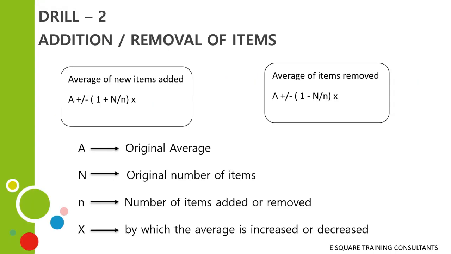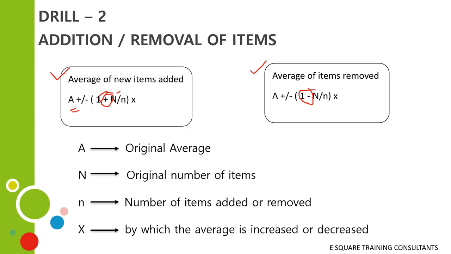So here addition and removal of items is given by these two new hints, which say when new items are being added, it is A plus or minus (1 plus n by N) into x, and when items are removed, it is A plus or minus (1 minus n by N) into x. So the only difference is this here. If the number of items is being added, it is plus, and if the number of items is being removed, it is minus. Now A is the original average that will be given in the question, or we may have to find it accordingly.